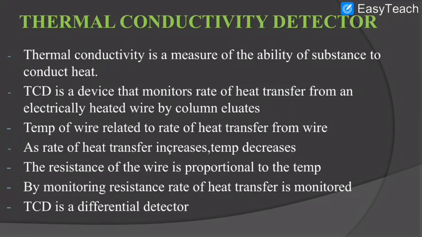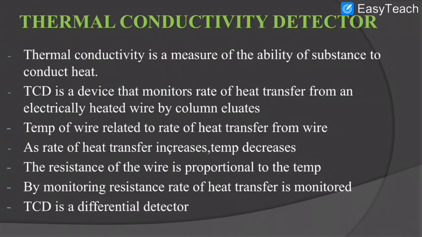You know that a wire has got resistance and inverse, that means it has got conductance also, because resistance is inverse of conductance. Now the resistance is directly proportional to the temperature. The lower the temperature, lower is the resistance. Now in this detector, we are measuring the rate of heat transfer from an electrically heated wire by column eluates.